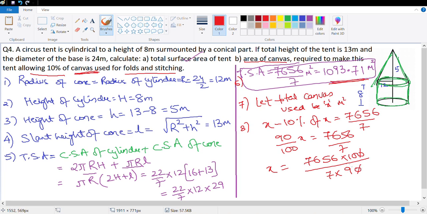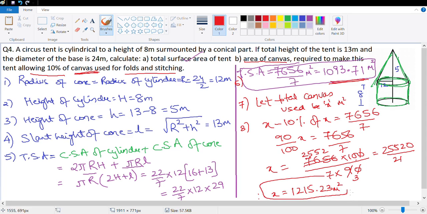Let me see if this 13, 18, 24 is divisible by 3. So this is 3 into 2, 6, 3 into 2, 15. This is again 5 and this is 2. So this is 2552, 2552 with a 0 upon 21. So let's do this calculation. The answer would be 1215.23 meter square. So the total area of the canvas required is 1215.23 meter square. Let's look at the next question.